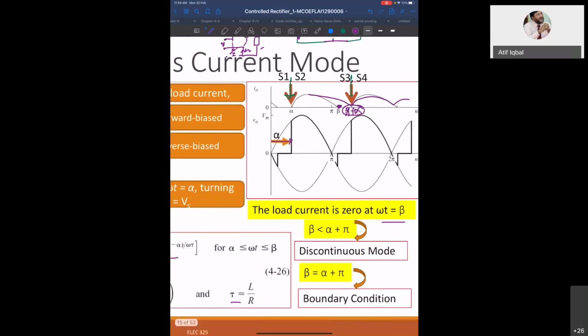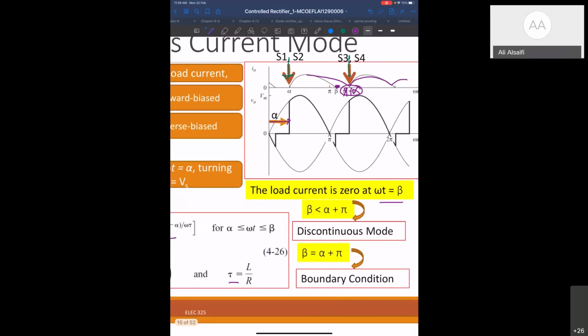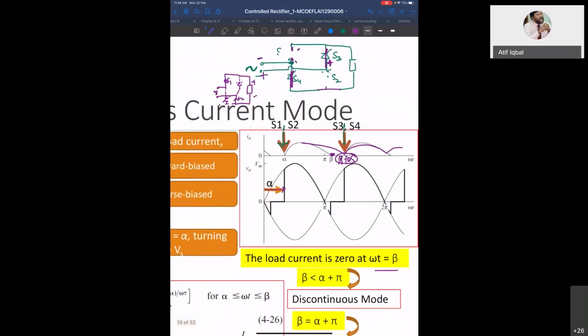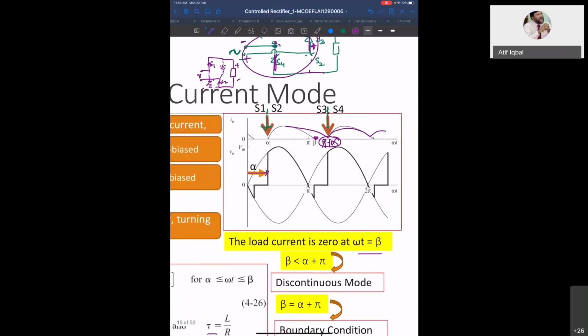So, Doctor, we can make it continuous by introducing L to the load. Yes. Higher inductance will make it continuous. But load is not something you can control. Load is uncontrolled. The only thing that we can control is our alpha. So we have to analyze what will happen if you connect such a load where the inductance is low. It will work in a discontinuous mode, and that is what we are discussing.